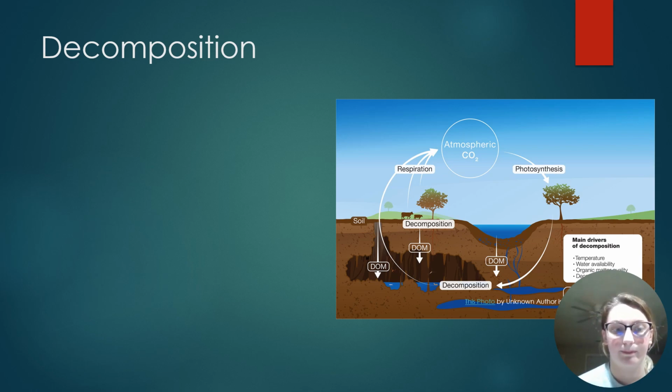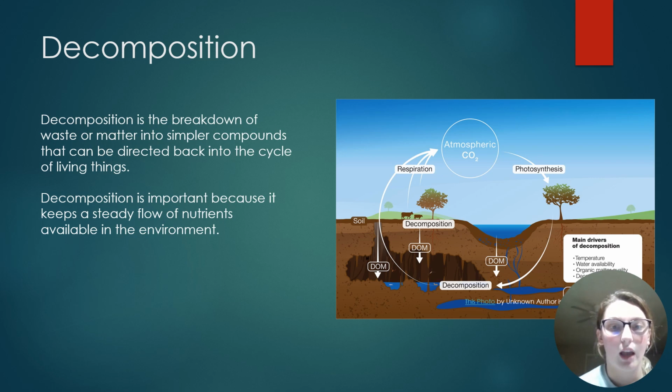Decomposition. Decomposition is the breakdown of waste or matter into simpler compounds that can be directed back into the cycle of living things. Decomposition is important because it keeps a steady flow of nutrients available in the environment.